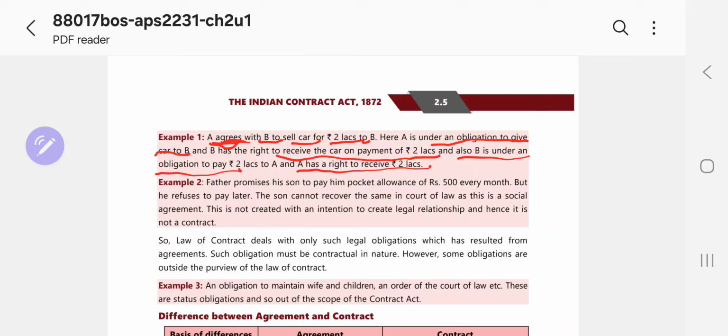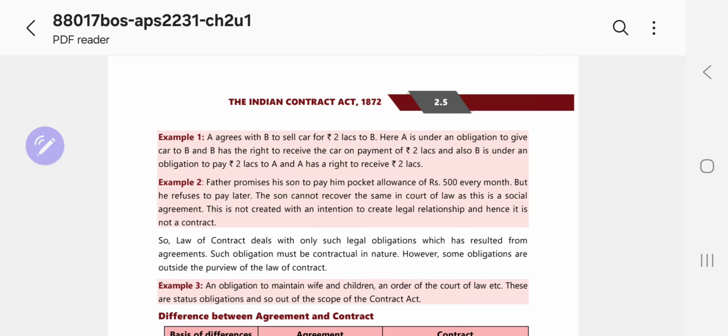When an offer is accepted and it creates the promise, then that promise or series of promises, in legal terms, we can define as an agreement. When that agreement is tied to legal terms and conditions, that agreement is turned into a contract. Here in simple terms, A has an obligation to sell the car and the right to receive rupees 2 lakhs, and B has an obligation to pay rupees 2 lakhs and the right to receive a car.